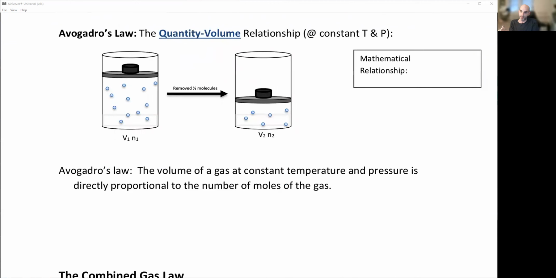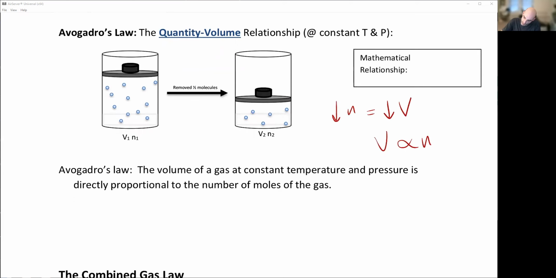By removing half of the molecules, we actually see half of the volume is going to change. So by decreasing, in this case, the number of moles, we see a decrease in volume. Those two things are directly proportional to one another, meaning, again, we have the relationship V1 over N1 is equal to V2 over N2. And they're in fact directly proportional. So if I have the number of volumes, I'm going to have the number of moles.